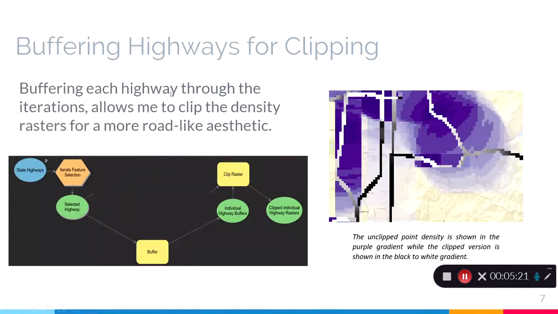So once I had all those density rasters, you can see these are the purple smudges. I needed to clip them to the highways. They just didn't look good. They weren't really readable. And so I buffered each highway. In my model, you can see here, I buffered each highway and then clipped those output rasters to the highway buffer of that same iteration. And so that gave me this black and white stretch set of rasters. Just a little more readable. It looks more like a road network than just this purple smudginess.